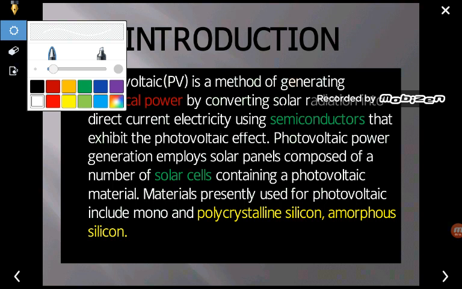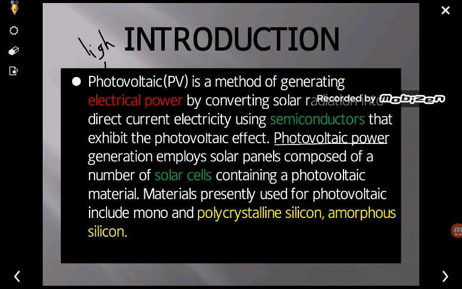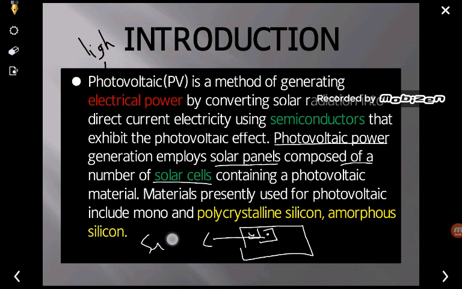So photovoltaic power generation employs solar panels, which are composed of a number of solar cells. A solar panel has many solar cells containing the photovoltaic material. The material presently used for photovoltaics includes mono or polycrystalline silicon. These cells consist of a photovoltaic material that has the capability to convert solar energy directly into electrical energy, and this is nothing but silicon. Silicon is a type of semiconductor which directly converts solar energy into electrical energy.